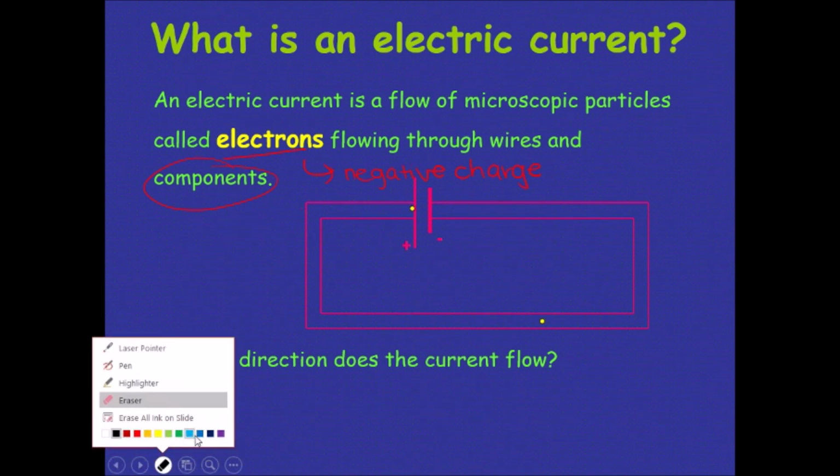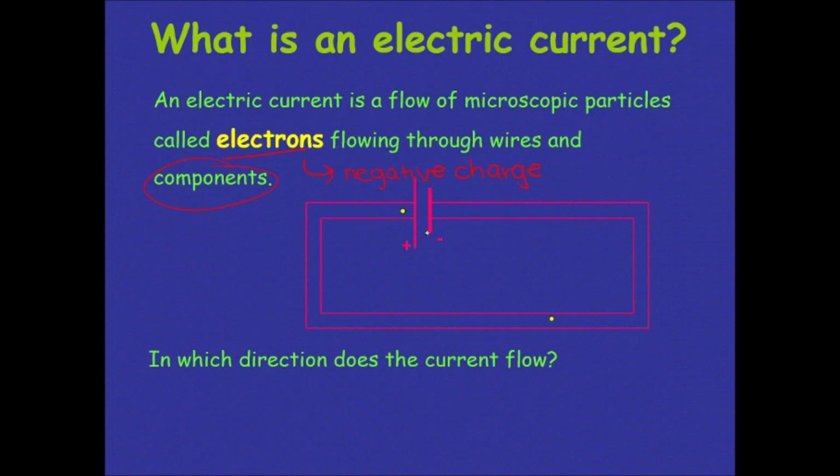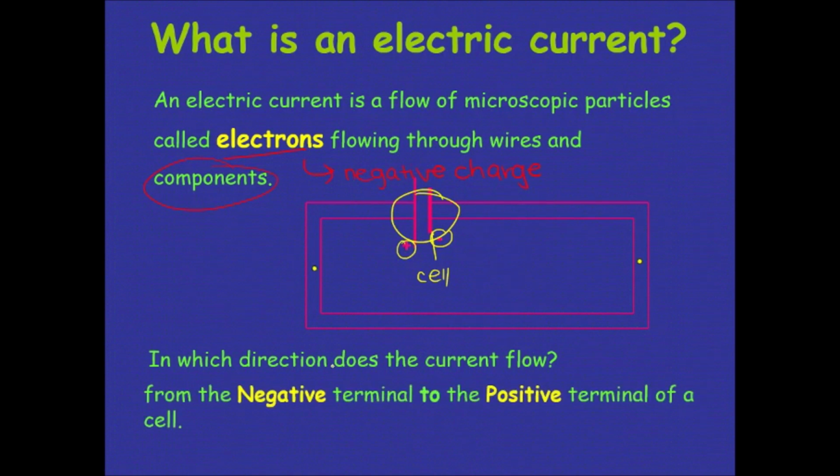okay, I can change the color, let's do it yellow. Okay, so as you can see, over here we've got the cell, okay, and there's a negative and a positive charge. So the direction of the current, so these little yellow circles that are moving around, or dots, they're electrons, and they flow from a negative to a positive terminal of the cell. So that's one cell. So if I was to do a battery, all right, it would look like this. Okay, just a quick brief look.